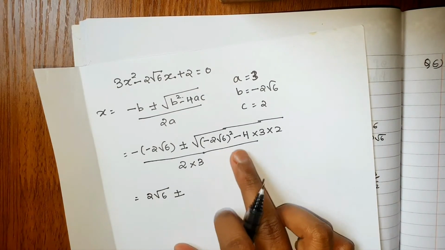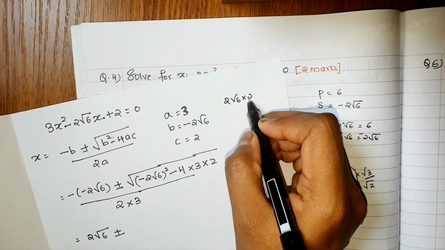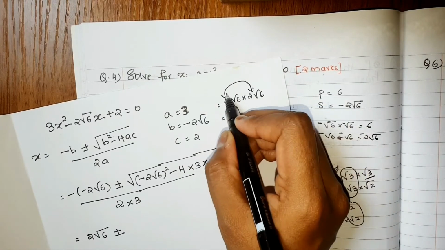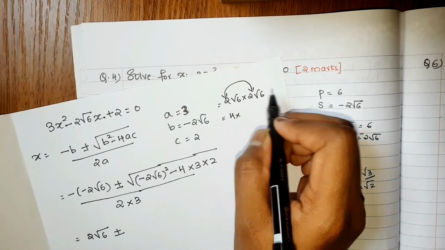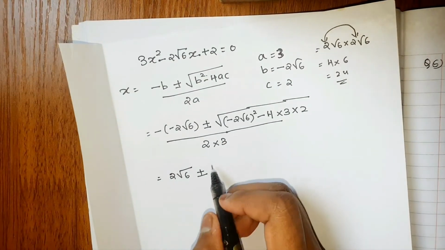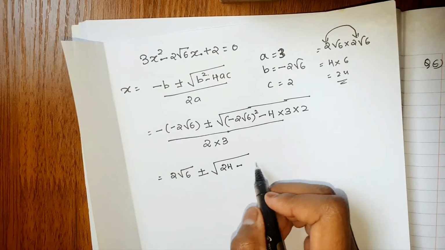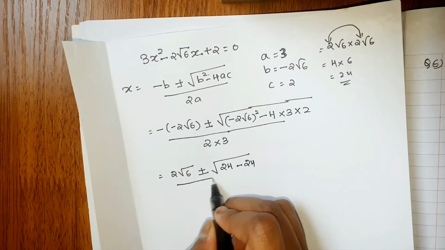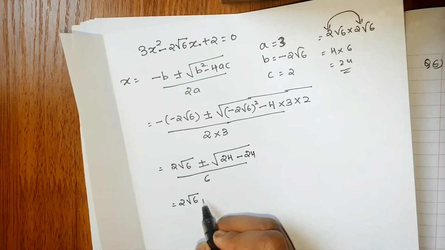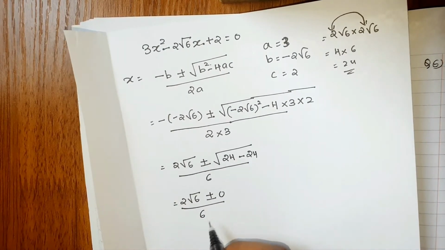What is 2 root 6 the whole square? 2 root 6 the whole square is 2 root 6 into 2 root 6. 2 into 2 is 4, into 6, since root 6 into root 6 is 6, that is equal to 24. So plus or minus root of 24 minus 4 3s are 12, 12 2s are 24, the whole divided by 6. Okay, this is equal to 0. The whole divided by 6.